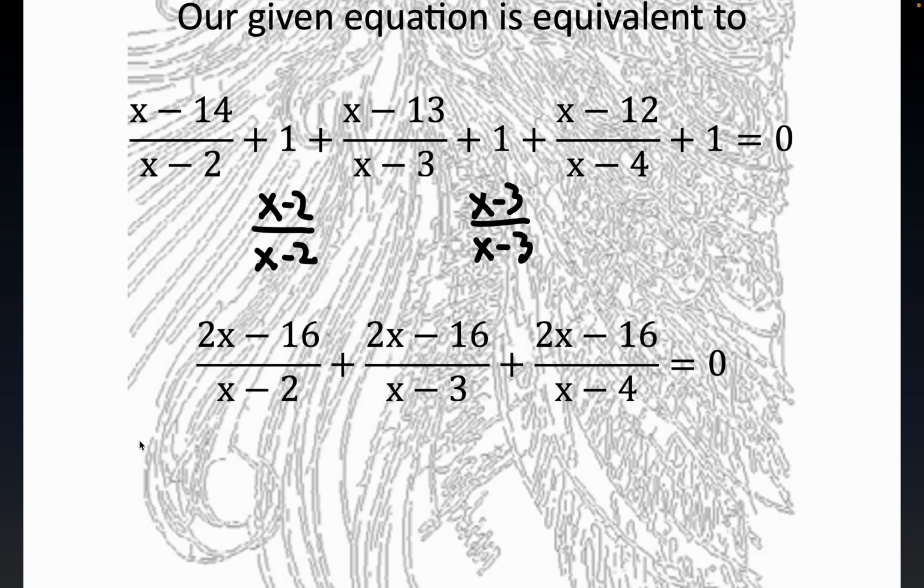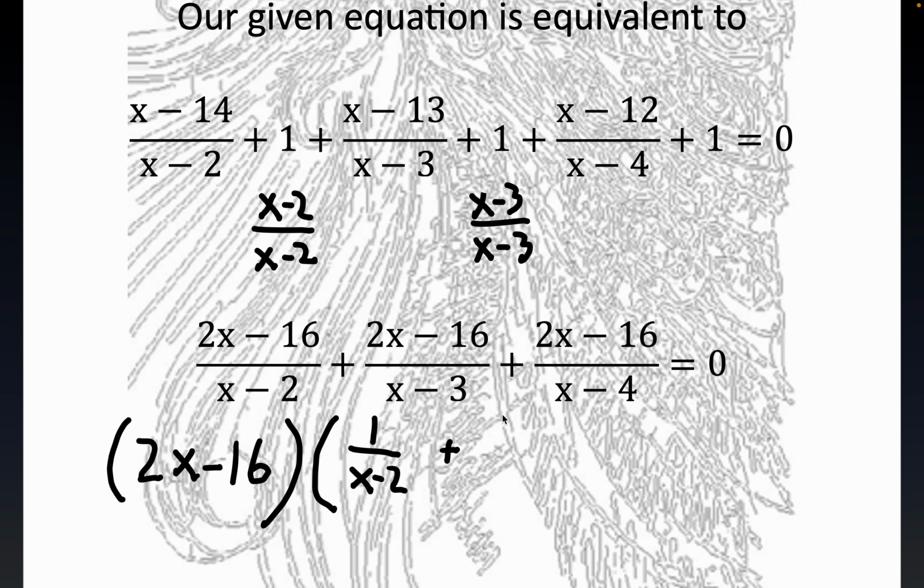So we can take out this common binomial factor, 2x minus 16. I'll envelop it in parentheses, and that's going to be times 1 over x minus 2. And you guys can already see the writing on the wall here. Plus 1 over x minus 3, plus 1 over x minus 4, in parentheses, equals 0.